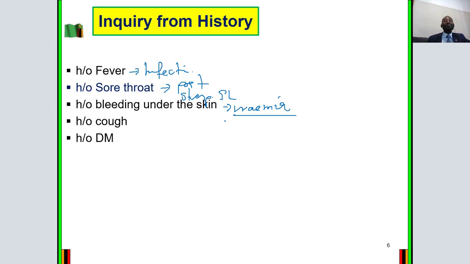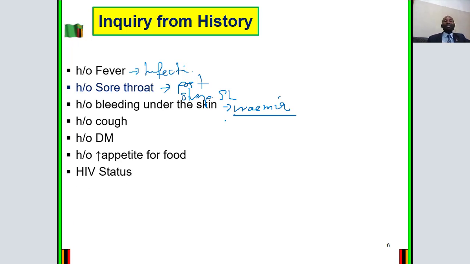sugar disease. Diabetes may have a complication called diabetic nephropathy, and diabetic nephropathy may damage the kidneys. So that's why I'm trying to inquire. That's also why I'm going to look at increased appetite for food. I know this could be a metabolic, endocrinological problem. So these are the inquiries from history that I'm trying to get.